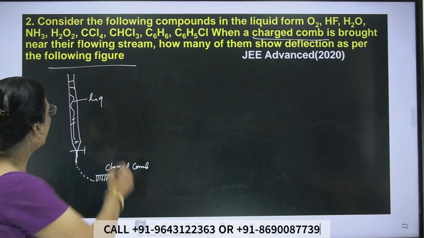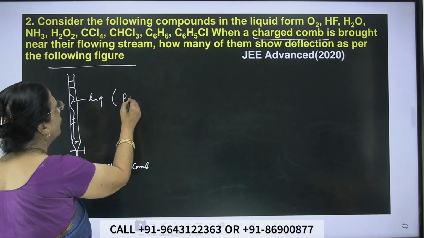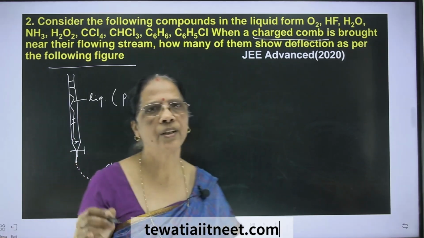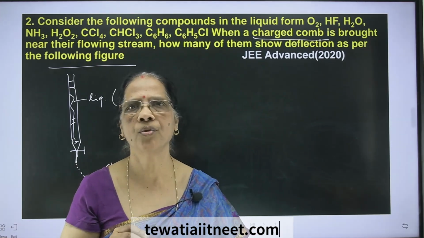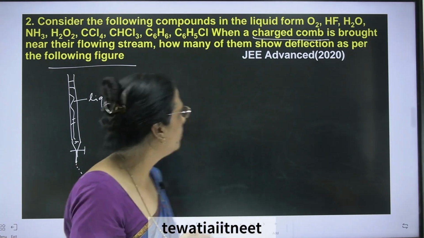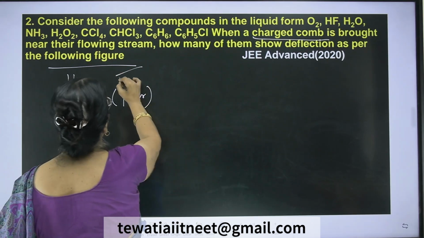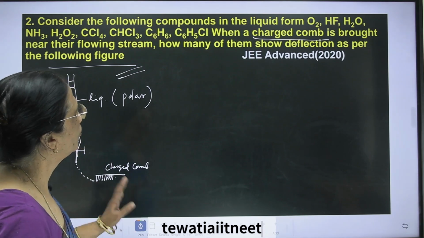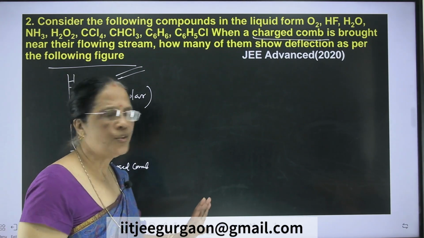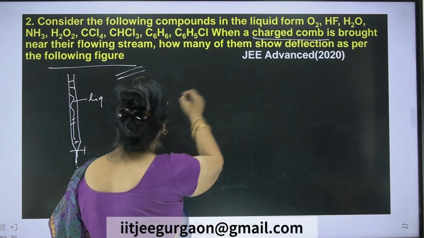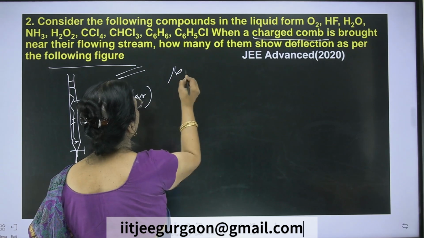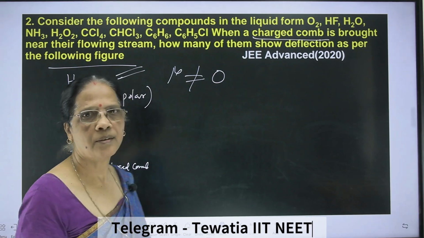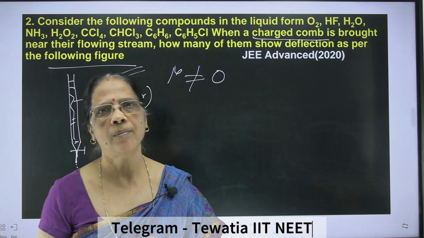So we have to see which compounds are polar in nature. Only the polar compounds will be deflected, and the non-polar compounds will not be deflected. This is the simple explanation. We have to choose among these compounds which are polar and which are non-polar. As we have seen, we have to say where dipole moment is not equal to 0. Clear? Only those compounds will be deflected.